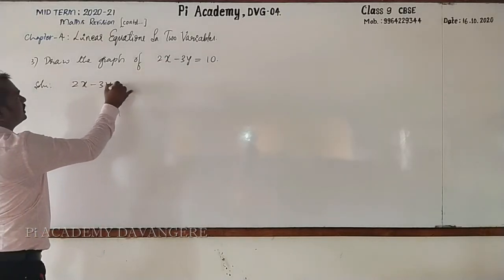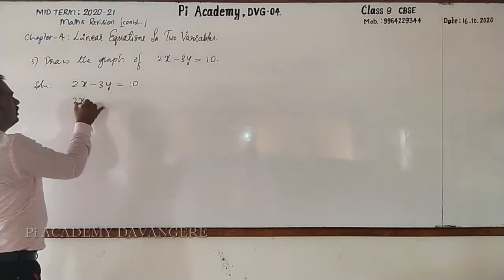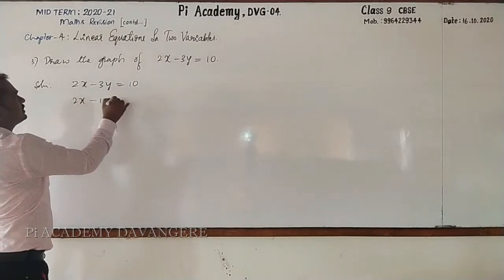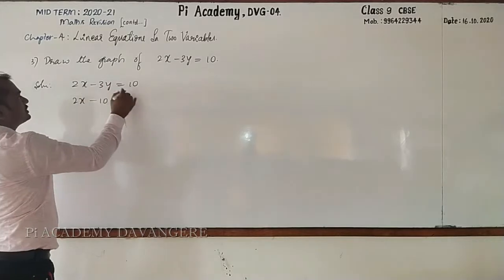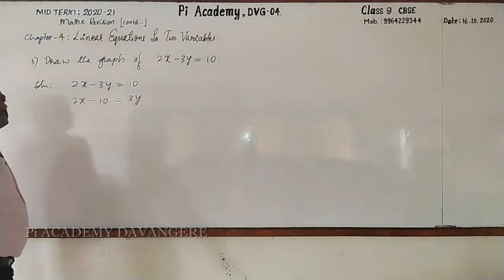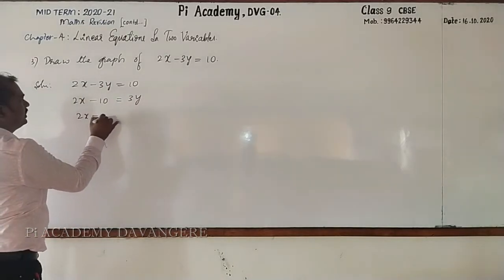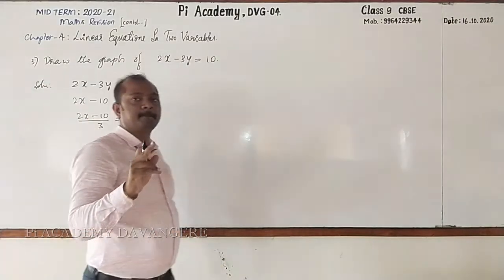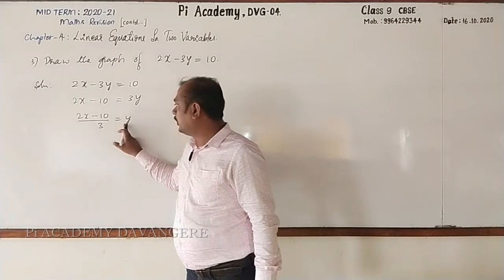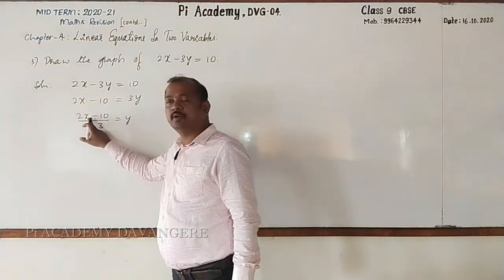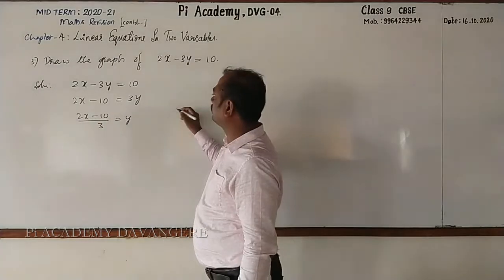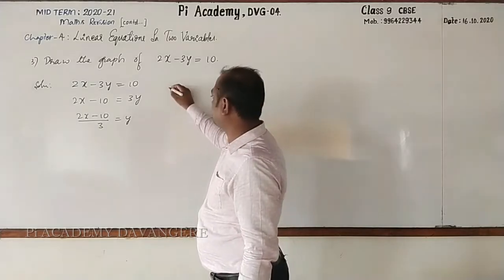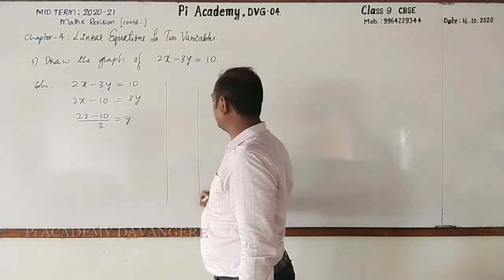2x minus 3y is equal to 10 is the given equation. 2x, transfer 10 to the left hand side, minus 10, minus 3y to the right hand side, plus 3y. Then (2x minus 10) by 3 is equal to y. This is the y. Y has been written in terms of x. Using this, we have to find out coordinates of some points. Minimum 3 points are required.